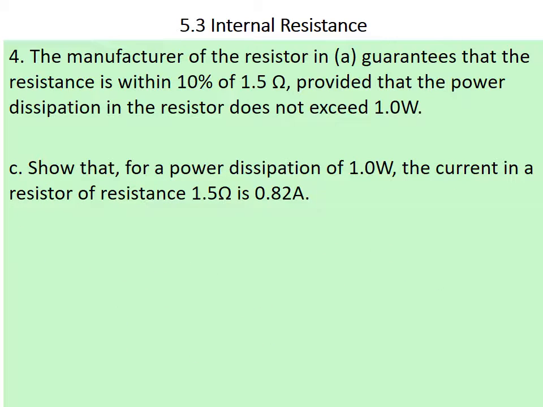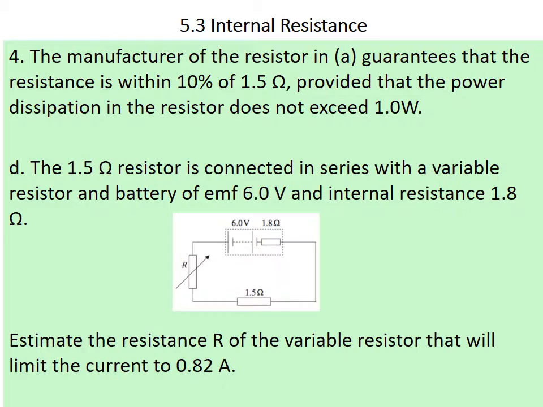Okay, show that for a power dissipation of 1 watt, the current in the resistor of resistance 1.5 ohms is 0.82 amps. I wonder what power equation you can use to solve for current. Finally, part D, the 1.5 ohm resistor is connected in series with a variable resistor and a battery of EMF 6 volts and internal resistance of 1.8 ohms. Estimate the resistance R of the variable resistor that will limit the current to 0.82 amps.